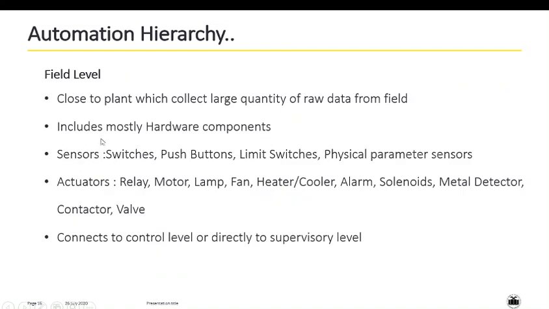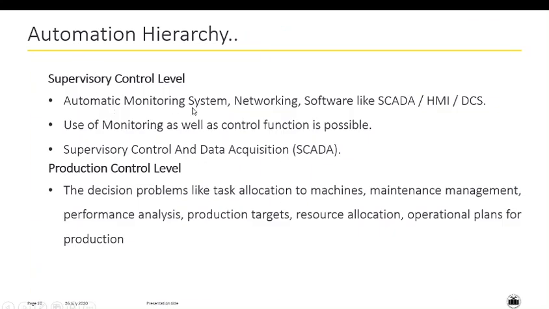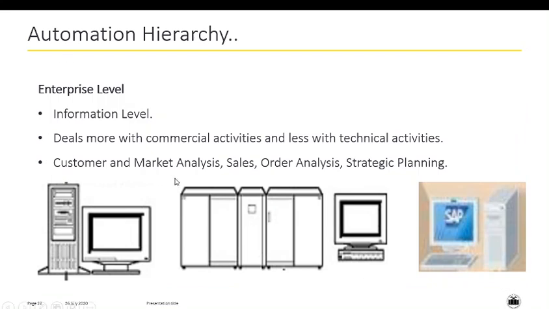The components involved at the field level are the sensors and the actuators. The components involved in the control level are CNC, HMI, PLC, DCS, VFD and embedded systems, whose hardware consists of CPU, memory, analog and digital IOs, communication module, operating system and softwares. At the supervisory level, various SCADA-like softwares are there. At the production level, the components involved are the PC and the decision softwares. And at the enterprise level, a computer server which has MRP, ERP, SAP, SAS-like softwares.